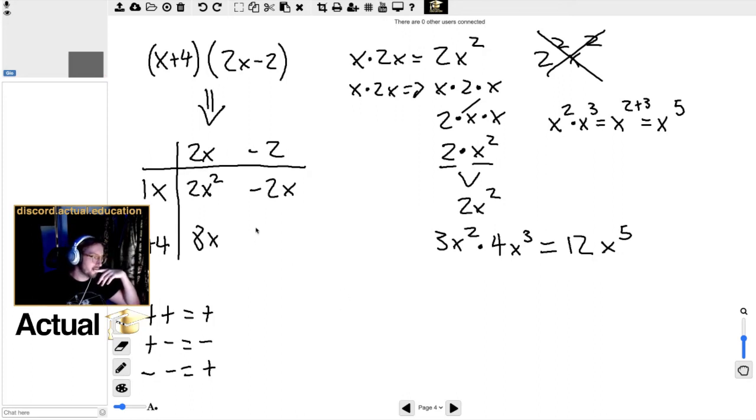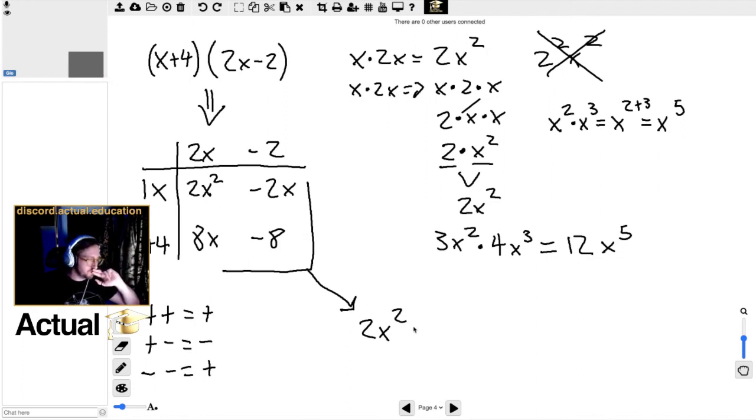All right, and then what's the next step we do with all this? I believe you create an equation with it. Good. So what would the equation be? 2x squared, and negative 2x, and 8x and negative 8. So plus 8x minus 8. If there's nothing in front of it, you can just put a plus. Then the last step. What terms do we have to combine here now?